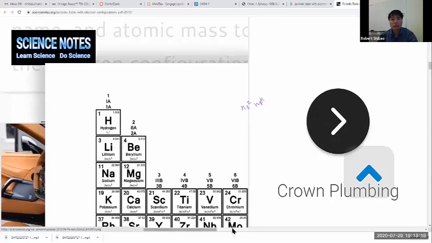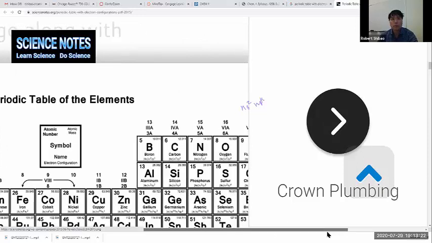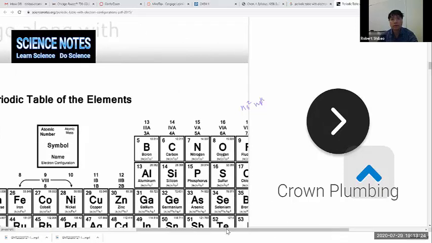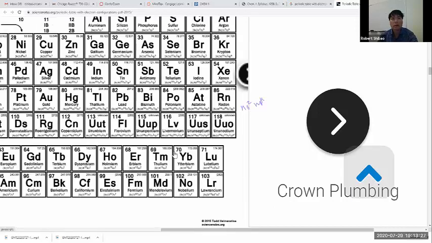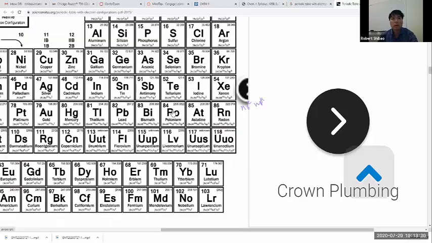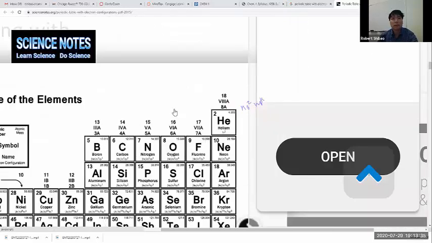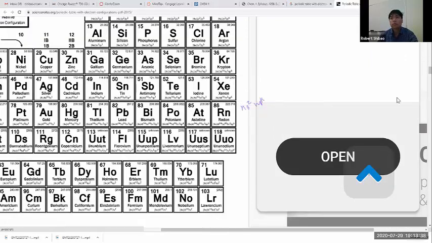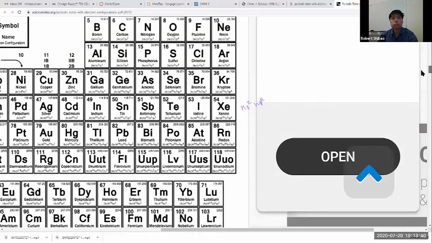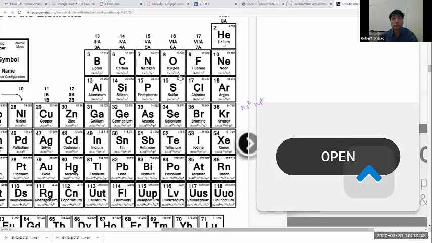So let's look at group 6. Here, 6 valence electrons. This max, I can blow it up. Here, oxygen is 2s2, 2p4. Sulfur is 3s2, 3p4. But when we get to selenium, do you see how they put the 3d10? The 3d10 should split the 4s2. So it should go 4s2, 3d10, 4p4.